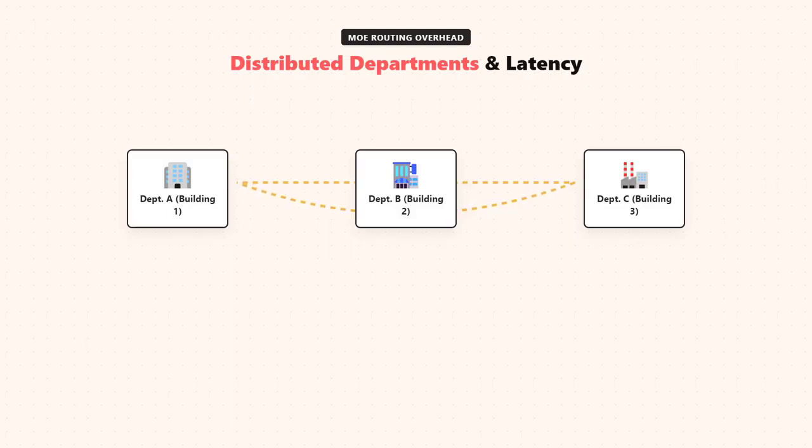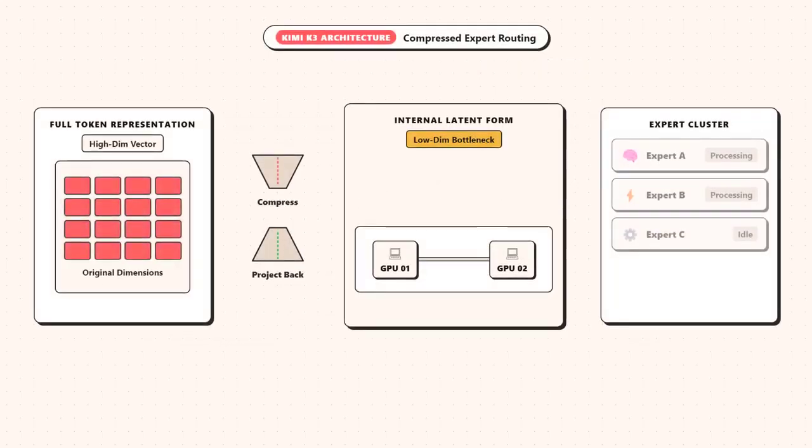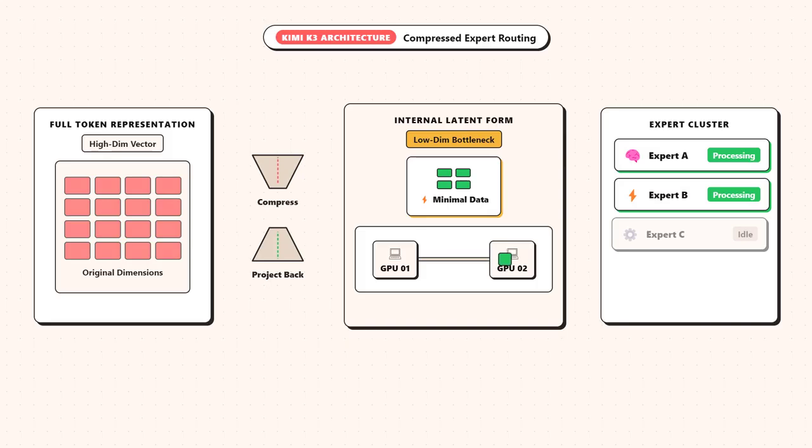Imagine a company with hundreds of departments located in different buildings. Even when only a few departments are needed for a particular job, constantly sending large folders between those buildings wastes time. Kimi K3 tries to reduce that overhead with something called Stable Latent MoE. The simple version is this. Before the token representation is sent to the experts, the model compresses it into a smaller internal form. Less data has to travel between the GPUs. The experts can work on that lower dimensional representation, and the result is projected back up afterwards.